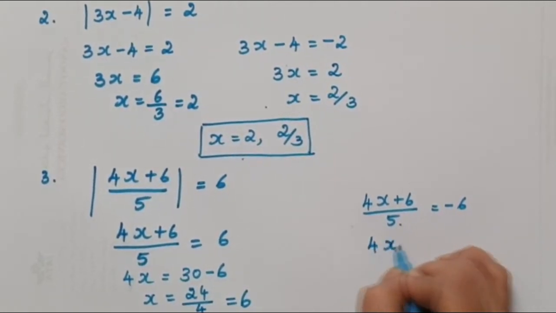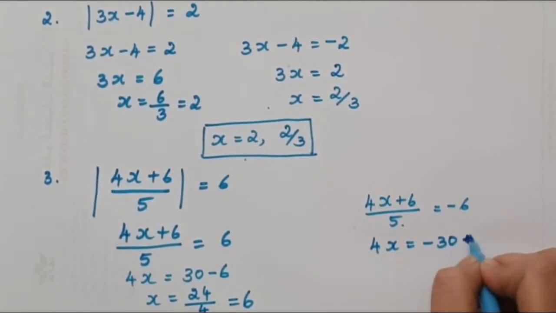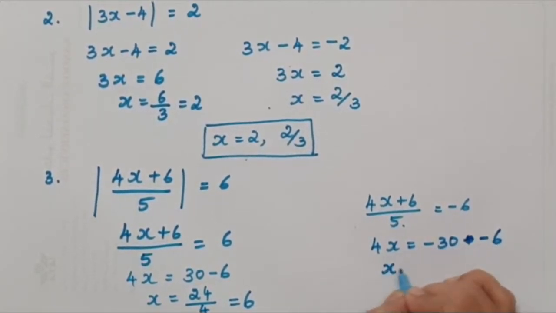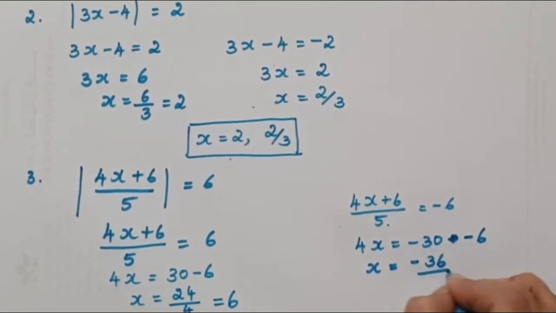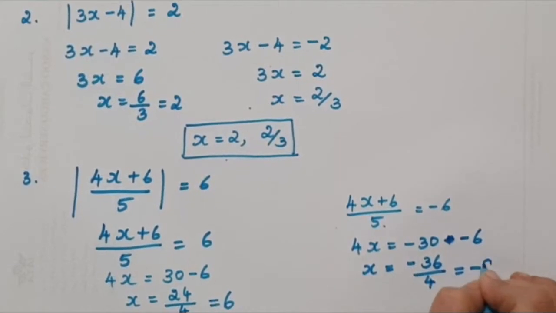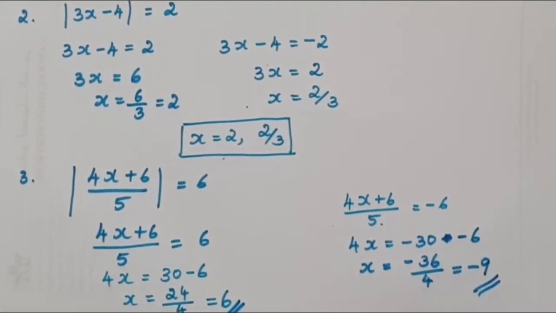Here it is 4x equal to negative 30 minus 6. So x will be equal to negative 36 over 4, so it is negative 9. So we have values of x as 6 and negative 9.